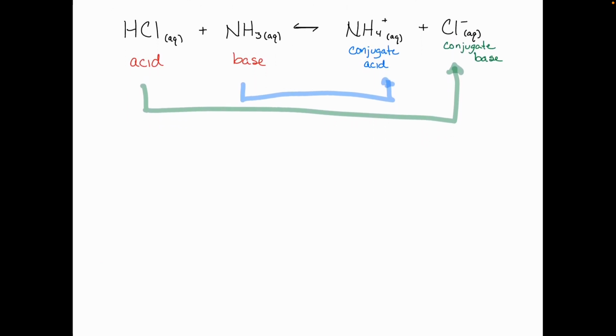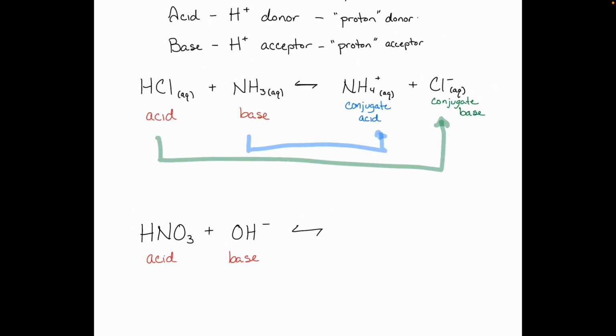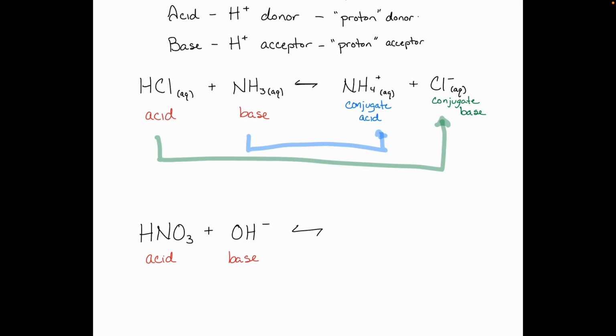All right, so I'm going to give another example. And I'm going to tell you that this is the acid and this is the base. And I want you to predict the products of this acid-base reaction using what we know about acids as proton donors and bases as proton acceptors.